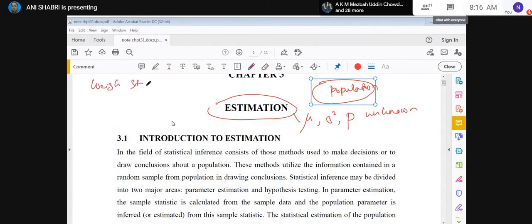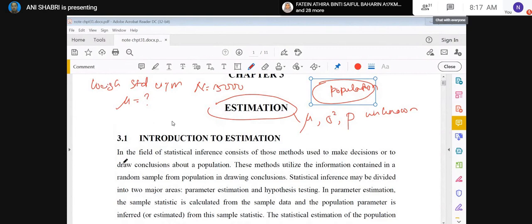For example, the weight of UTM students, we don't know the mean weight of UTM students. The UTM student population is about 15,000. It is very big, and we don't know the value. In statistics, we just use the sample to make a conclusion about the population.